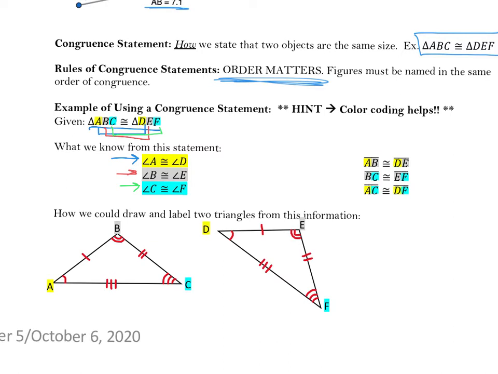Now we can also use this to help us determine what sides are congruent as well. So I'm going to erase this and we're going to start again.